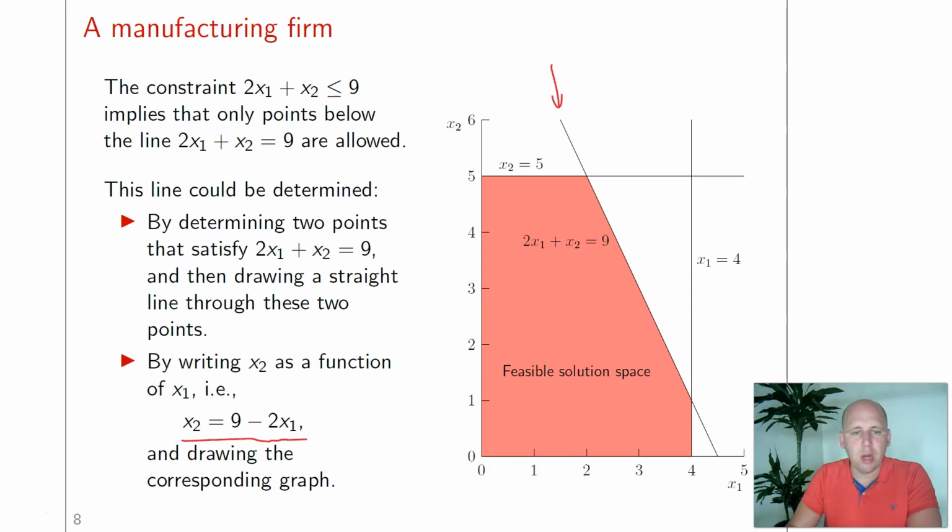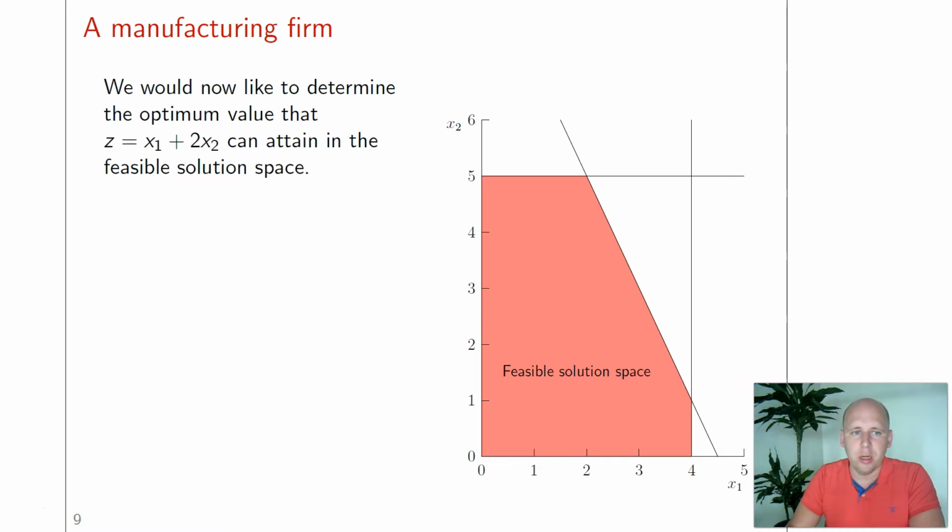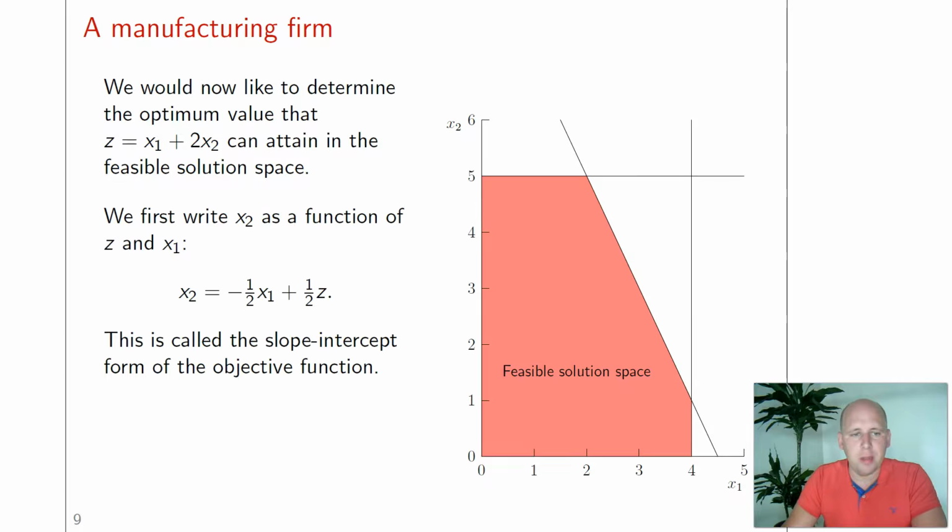The next question is now, which solution in this feasible solution space is the optimal solution? Because that's what we are looking for. So we would like to find values for x1 and x2 such that we are still in the feasible solution space and such that the value for z is maximized. The method that we can use is we can again express x2 as a function of x1 and now also as a function of z. So we bring everything to the right hand side except for the x2, and then we isolate x2.